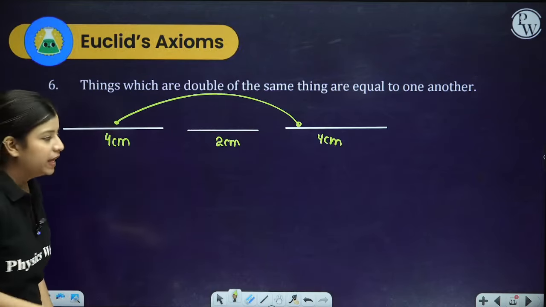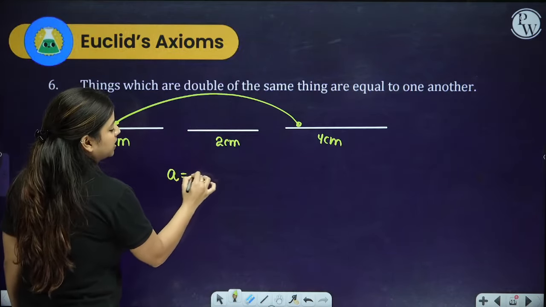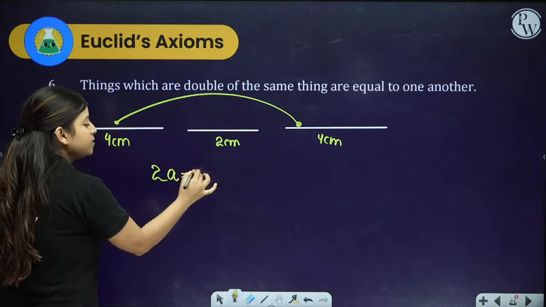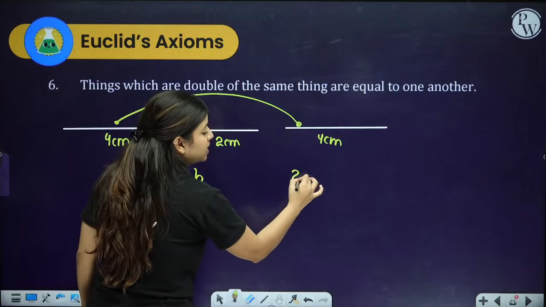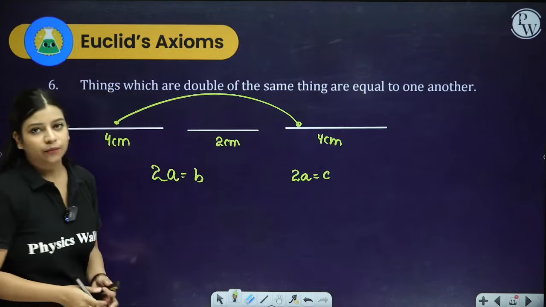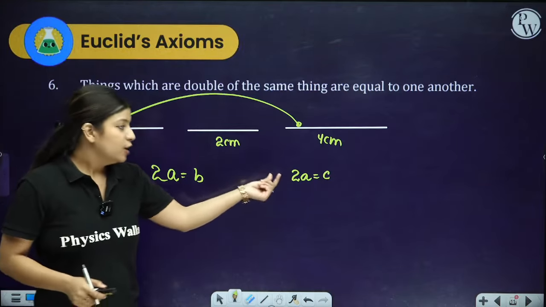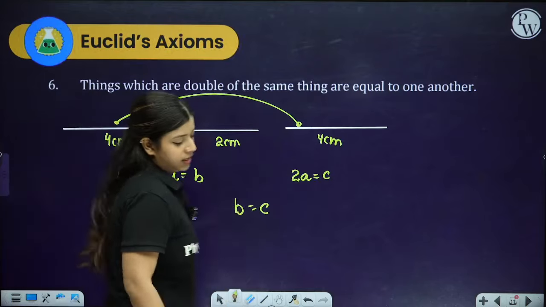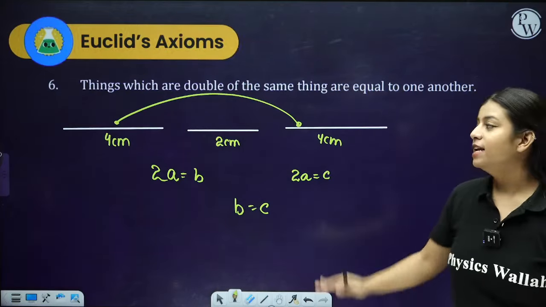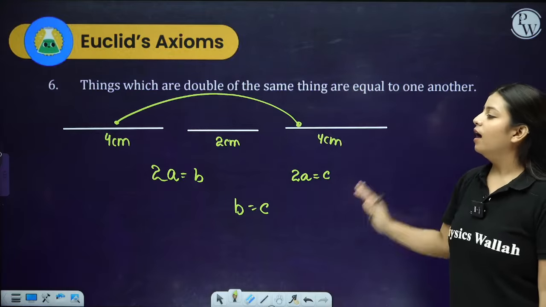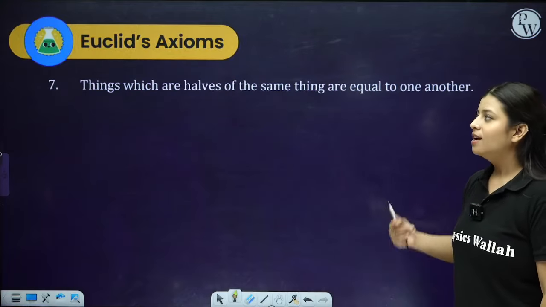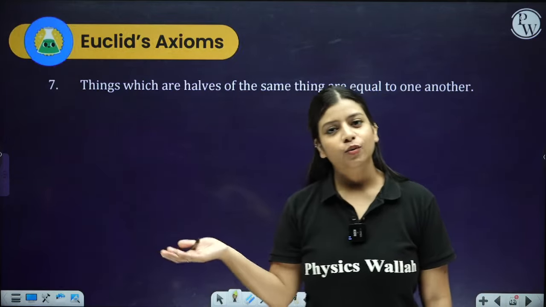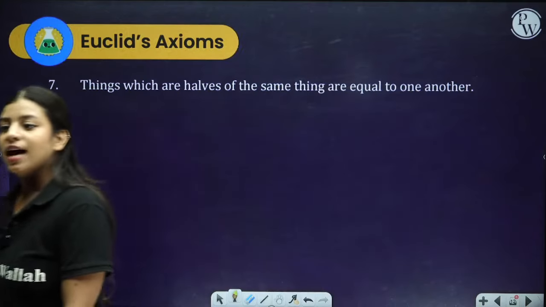Again, if I say with variables, if I say that 2A is equal to B, and 2A is also equal to C, so from here we can say that B is equal to C. Getting it? So things which are double of the same thing are equal to each other. Next, things which are half of the same thing are equal to one another, same point, right? Earlier it was double, now in this case it is half of it.